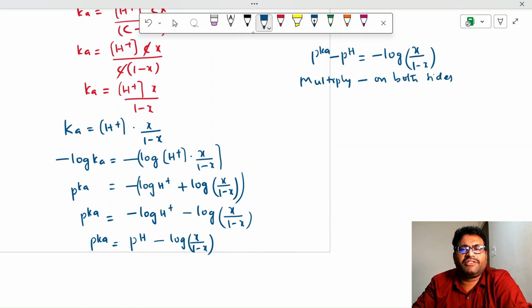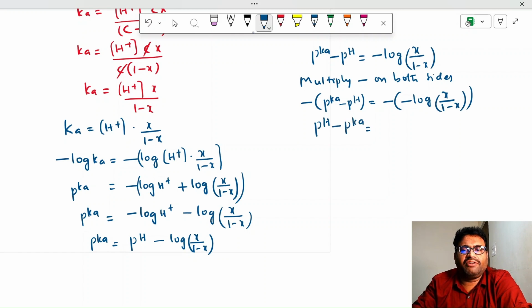Then what do you get? Minus of pKa minus pH is equal to minus of minus log x by 1 minus x. So then I can write it as pH minus pKa is equal to plus log x by 1 minus x. Okay. So what is the question asked?